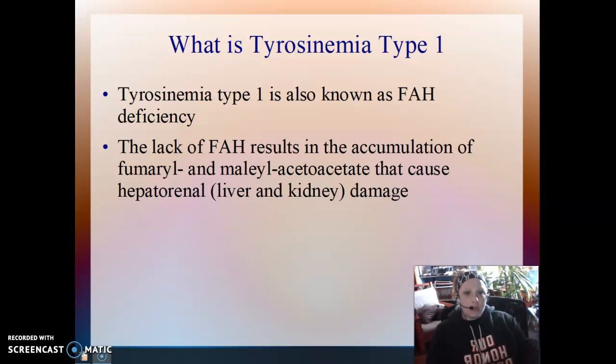Tyrosinemia type 1 is also known as FAH deficiency. It's a very appropriate name. The lack of FAH results in the accumulation of the byproducts fumarylacetoacetate and maleylacetoacetate that are going to cause hepatorenal damage. So our liver and kidneys actually sustain a bit of damage here, and that's the primary concern for these patients.